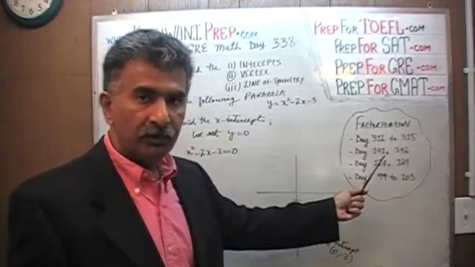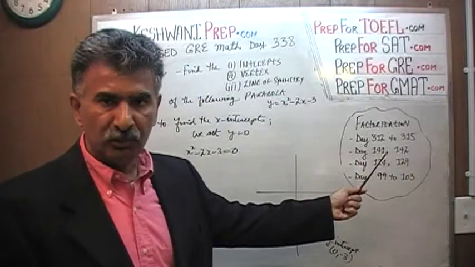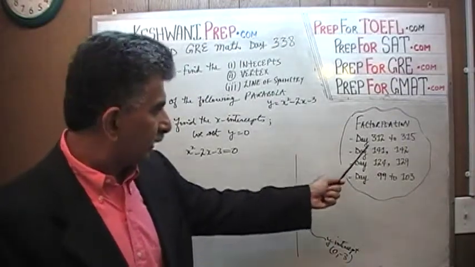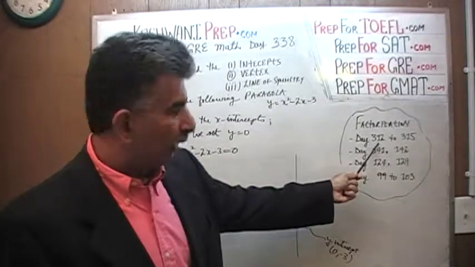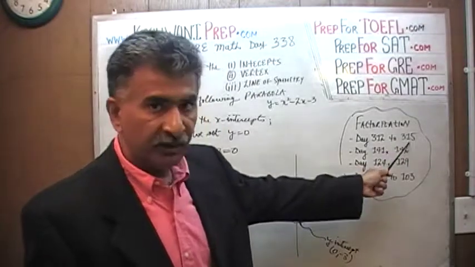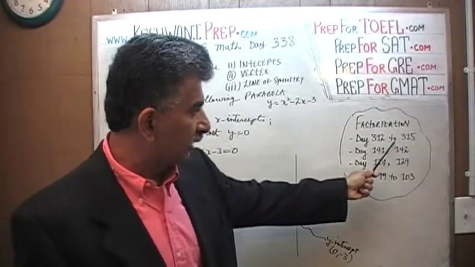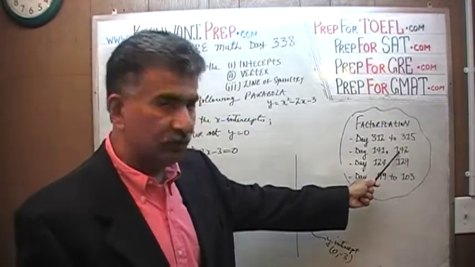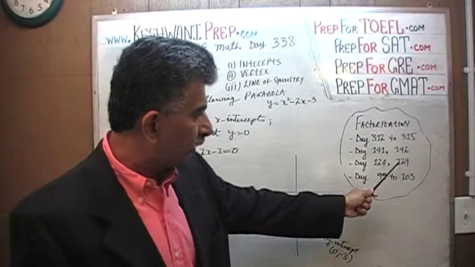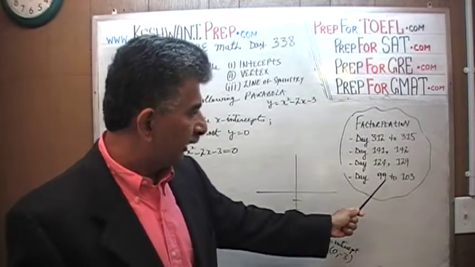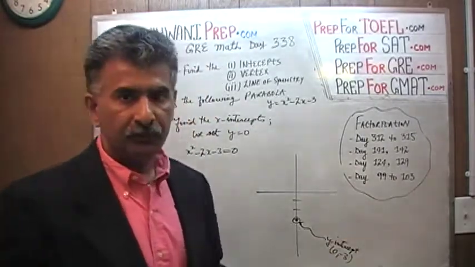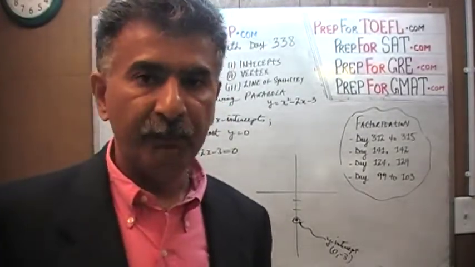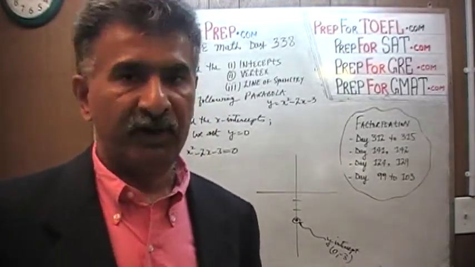Here, on the blackboard, you see a list of all the videos that you will find. There are several of them where you will find plenty of practice. Day 312 to 315: 312, 313, 314, and 315. There's 4 of them right there. 141, 142, that's 6 so far. 124, 129, that's 8 so far. And then 99 through 103. So there are a dozen videos that you can watch. It will give you ample practice on factorization.